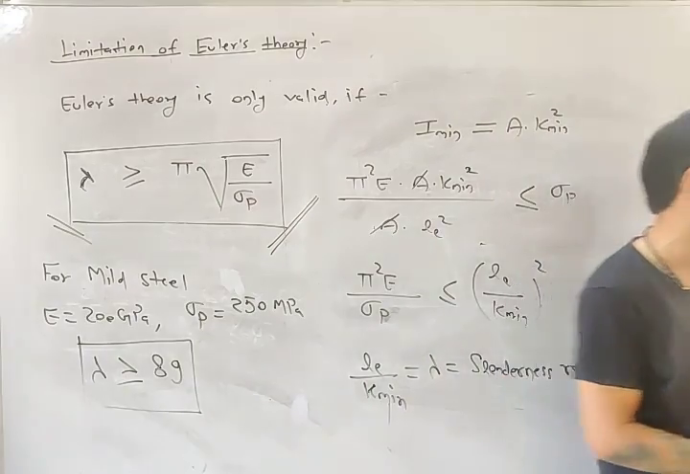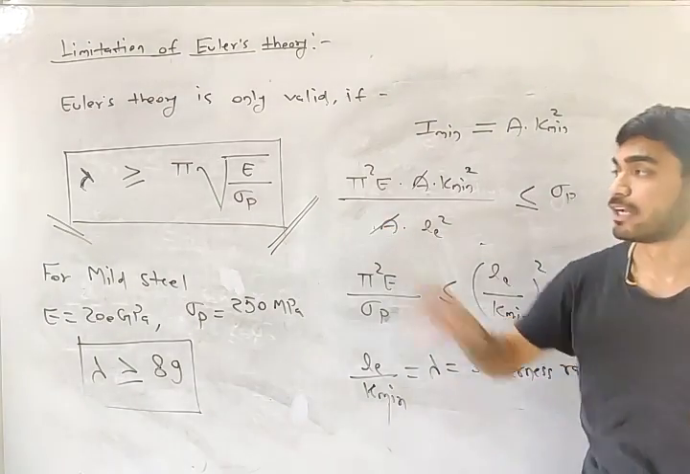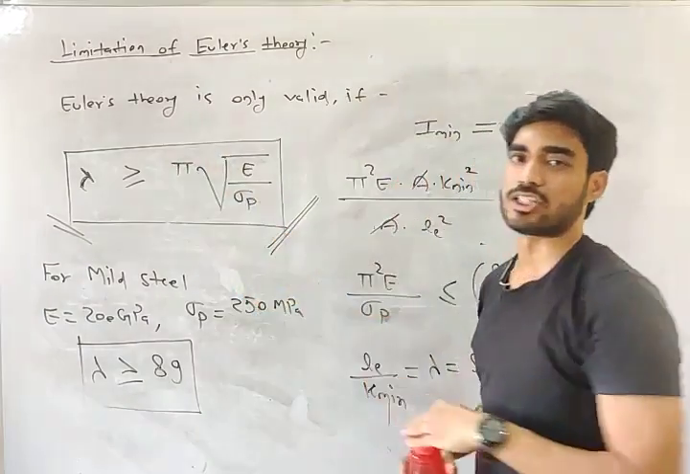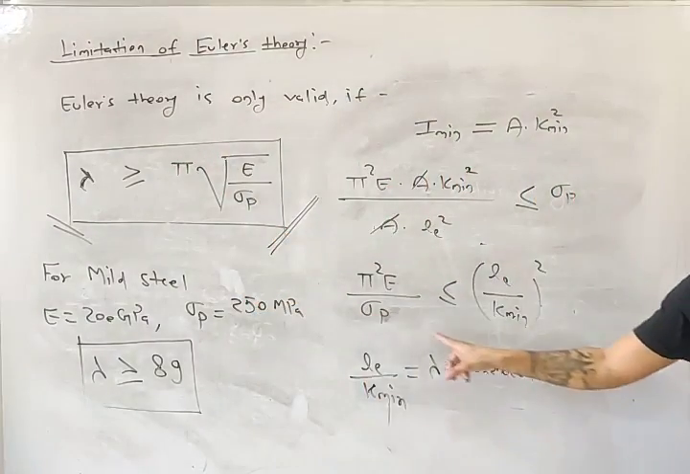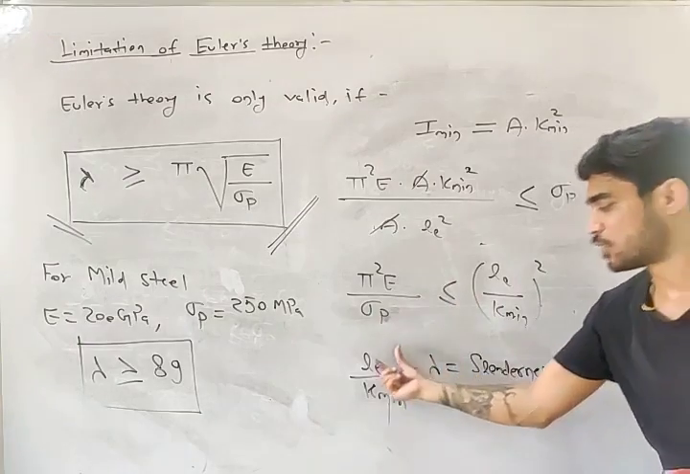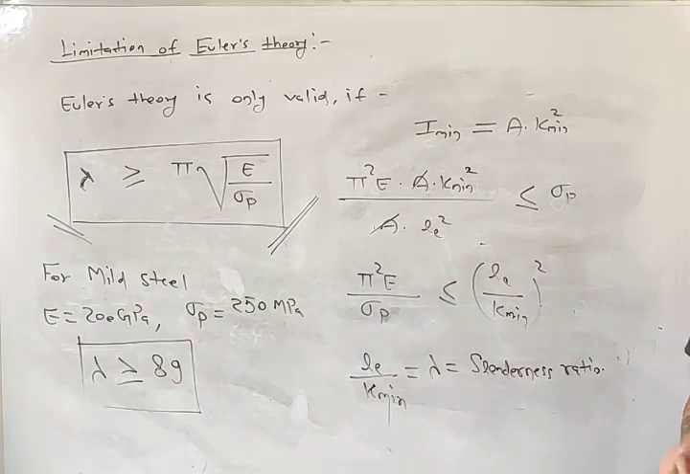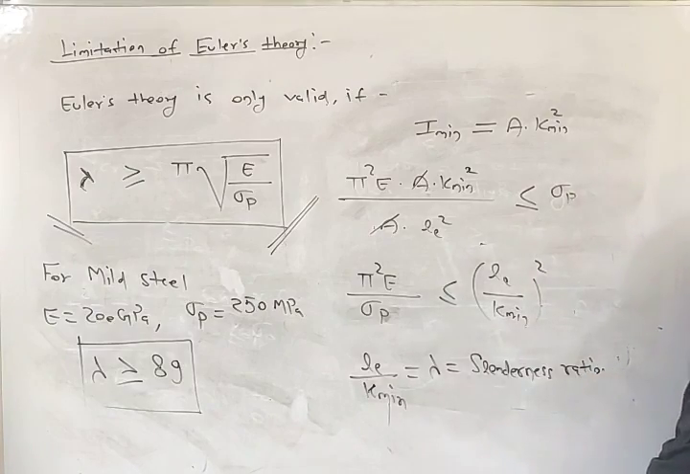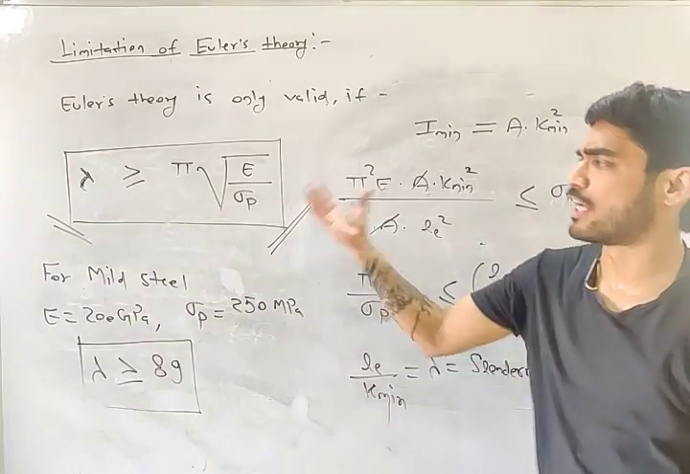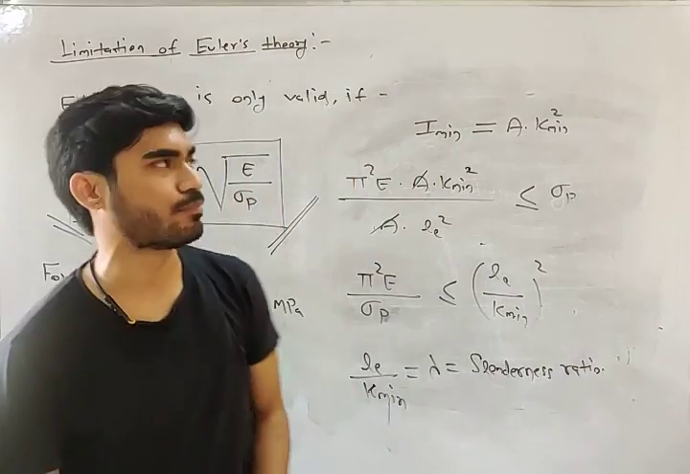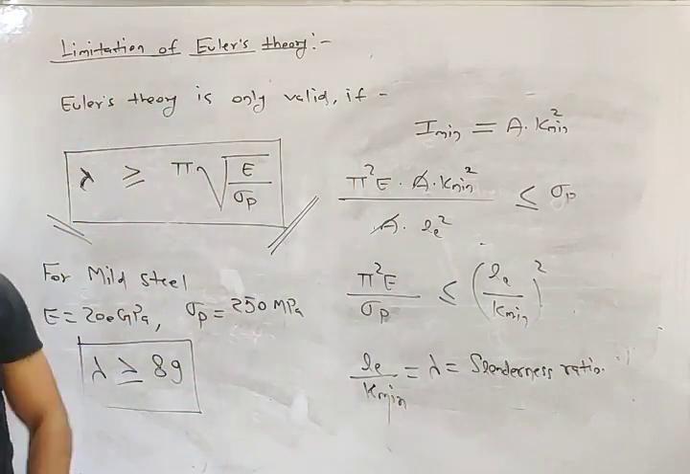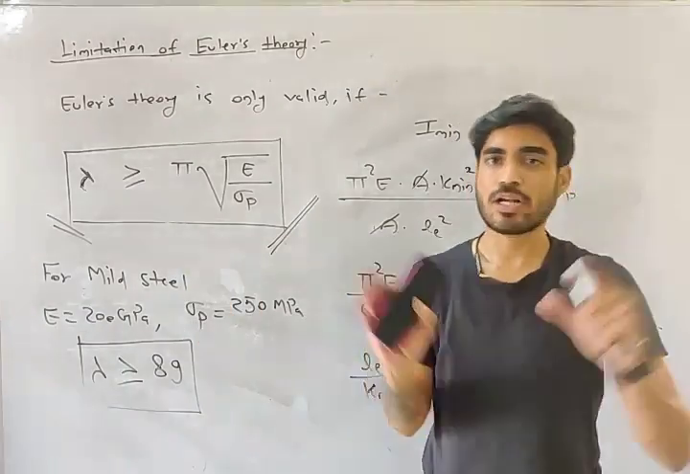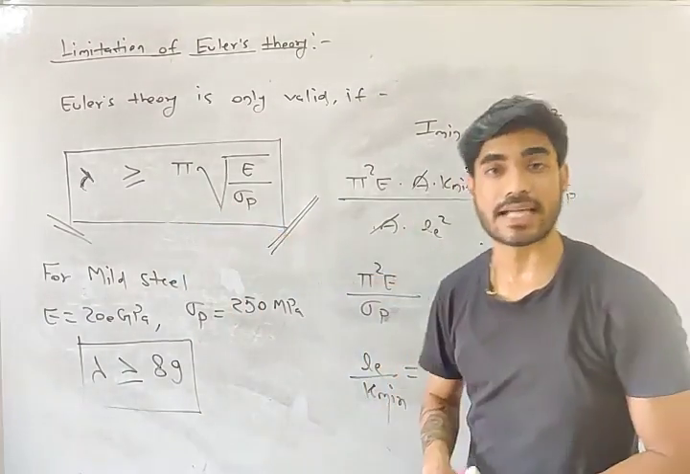Memorize this equation. A very important assumption. A very important equation. Euler's theory is only valid if this equation is satisfied. And also memorize this. What is slenderness ratio? LE by K minimum. You will get theory and conceptual questions based on this topic, the limitation of Euler's theory. So Euler's theory is not always applicable. It is only applicable if this equation is satisfied.